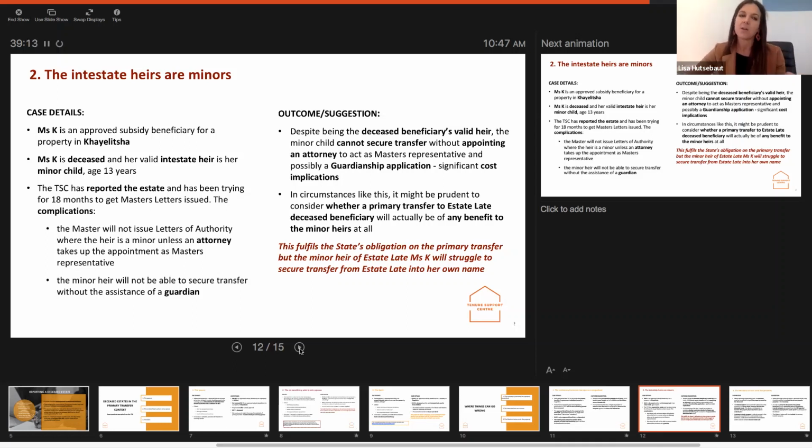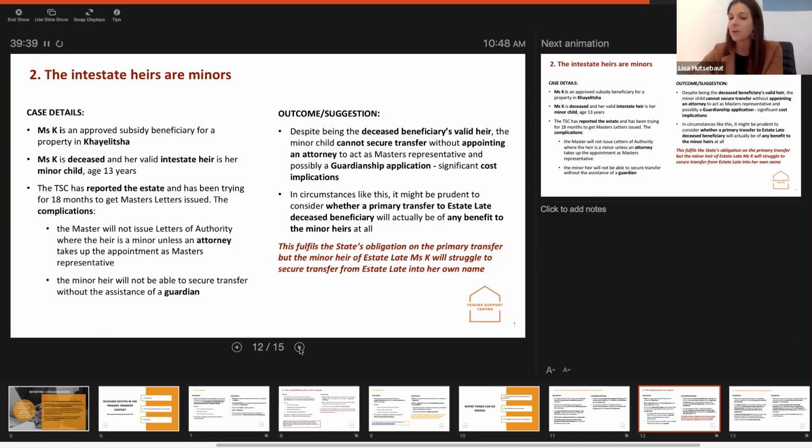So obviously in this scenario, Ms. K is the biological mother. She's already deceased. One would need to then try and find the biological father of the minor child, so that he would be the one able to sign the sale agreement or sign transfer documents on behalf of the minor to secure transfer of that property into the minor's name.